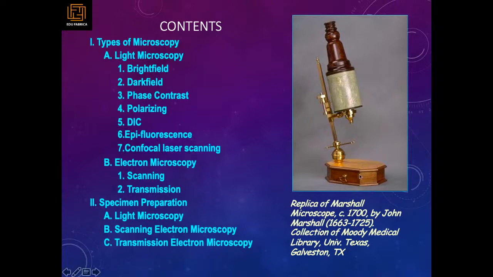And this is from the Marshall microscope by John Marshall. A better one, having a base here, tarnished with the golden platelets here, in order to see the things better.